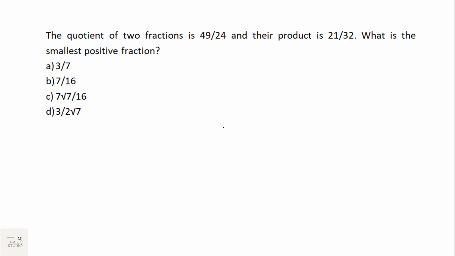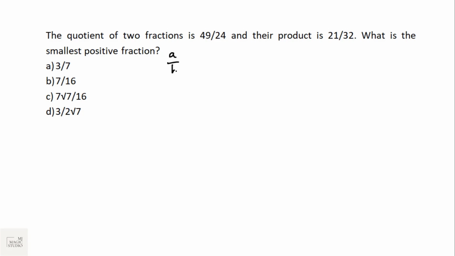So the next two questions which we would be discussing now in this session are both from higher algebra, and you can expect this in advanced numerical ability round. The quotient of two fractions is 49 by 24. That means when two fractions are divided by each other, you will get 49 by 24.